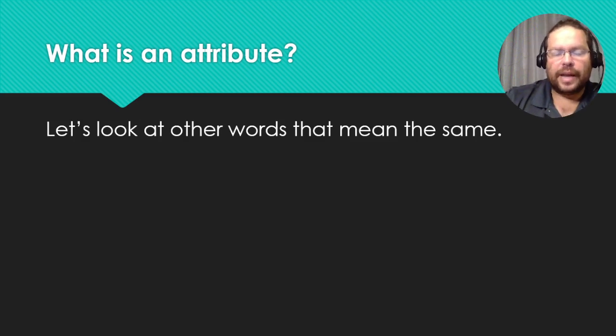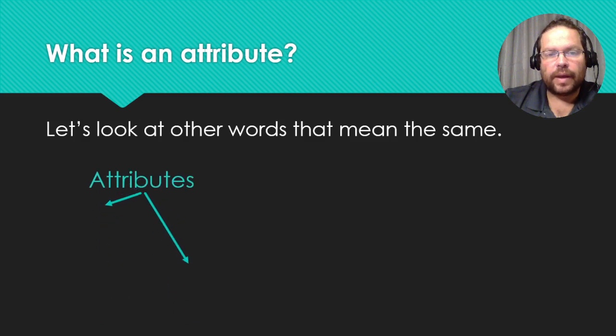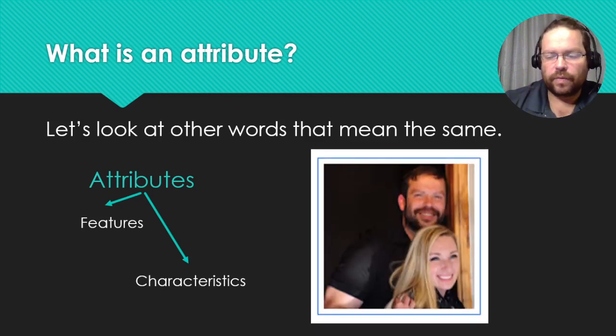Alright, so what is an attribute? Let's look at other words that might mean the same. So attribute is two words that I've thought of. The first one is features, and the second one is characteristics. Now you might still be a little confused as to what I'm talking about, but if I have to show you this photo of my wife and I, you will see that we don't look the same because we have different characteristics, we have different features.